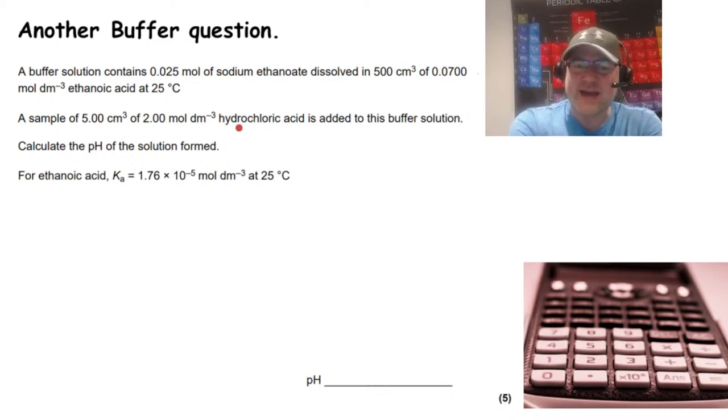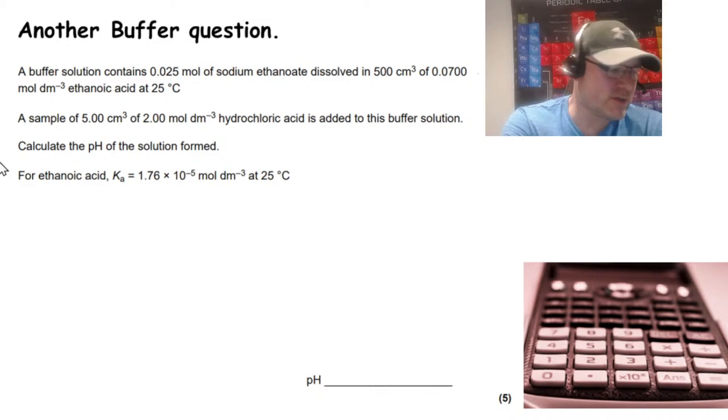And so when we add the acid, you can write the equation out, which I will do, or you can just do this in your head. But when you add the acid, you're going to increase the moles of your acid, and you're going to decrease the moles of your base or your salt. So your acid's going to go up, and your salt's going to go down. That is what's going to happen after you've added the acid. What you should end up with is a higher hydrogen ion concentration.